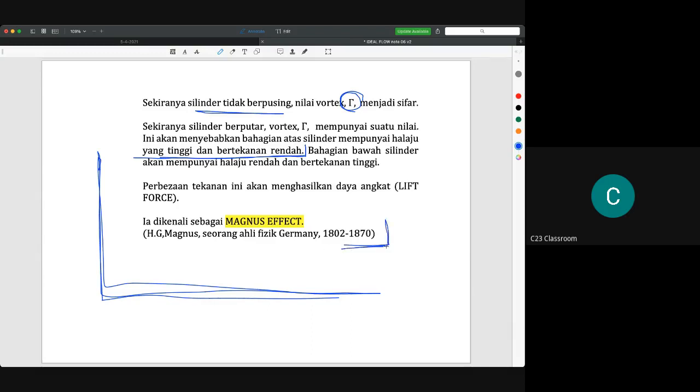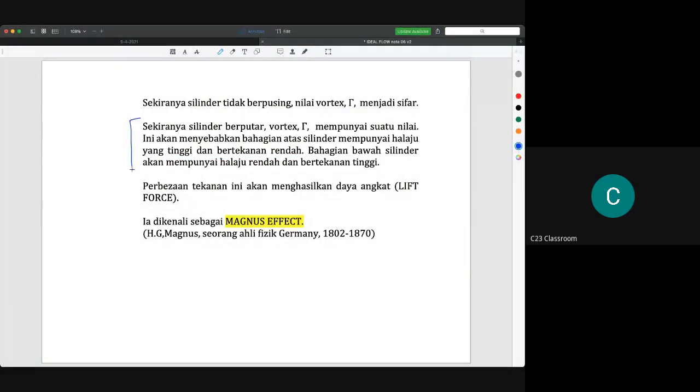Okay. Ini adalah idea yang akan kita lihat selepas sebentar lagi. Untuk memahamkan keadaan ini, bolehlah awak berfikir seperti ini. Katakan, let's say we have one cylinder here and this cylinder rotates at certain velocity.